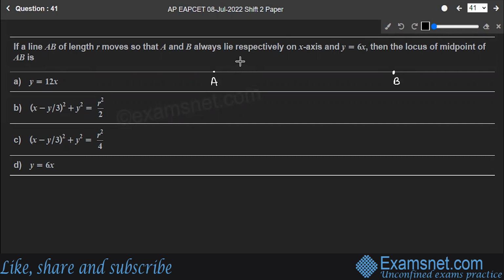You are given that A lies on the x-axis, therefore the point A can be considered as (a, 0). And B, since it's lying on the line y = 6x, can be considered as (c, 6c). So B is given by (c, 6c), and A is given by (a, 0). Here is the line AB and you have the midpoint here, C. Now let the coordinates of C be (h, k).